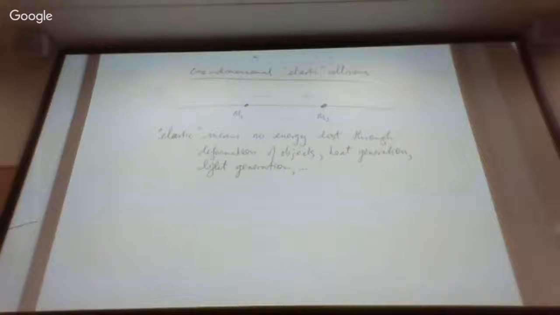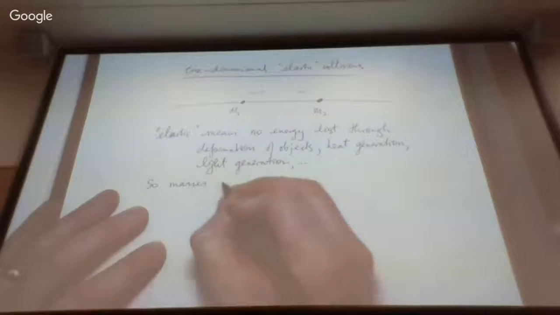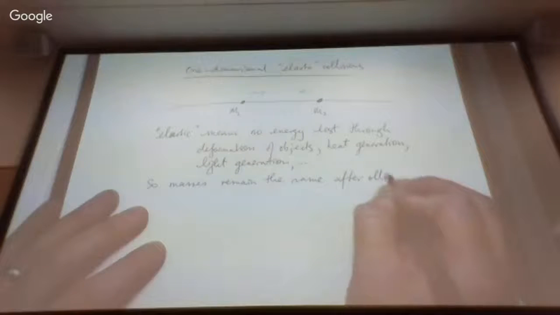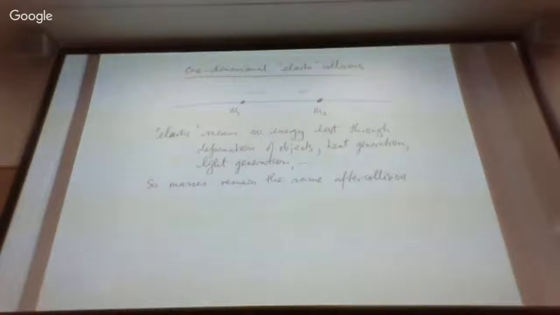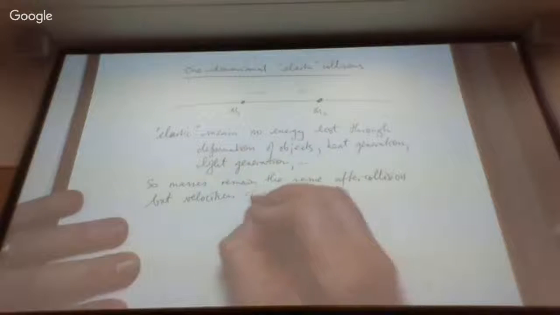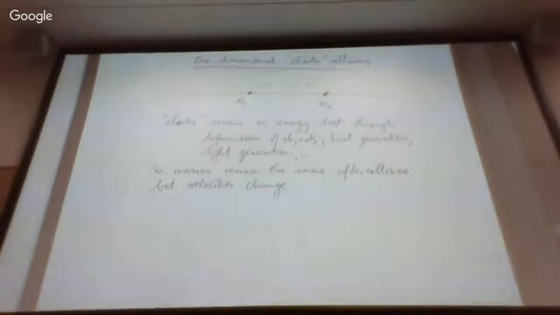So the objects collide and they survive the collision, and of course their velocities are going to be influenced. We're going to assume that the masses remain the same after collision, but the velocities change. And it's going to turn out that those two principles, the conservation of energy principle and the conservation of momentum principle, are enough to tell us the relationship between the initial velocities, or the velocities pre-collision, and the post-collision velocities.